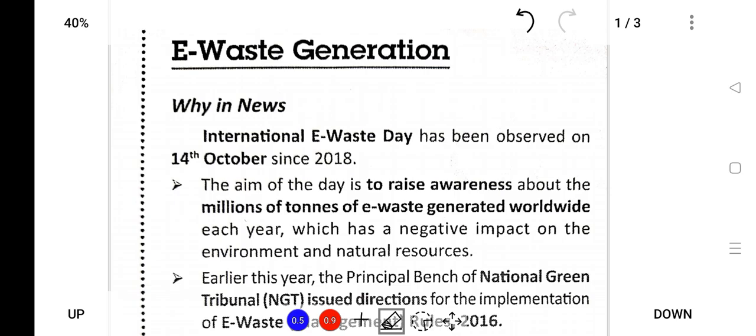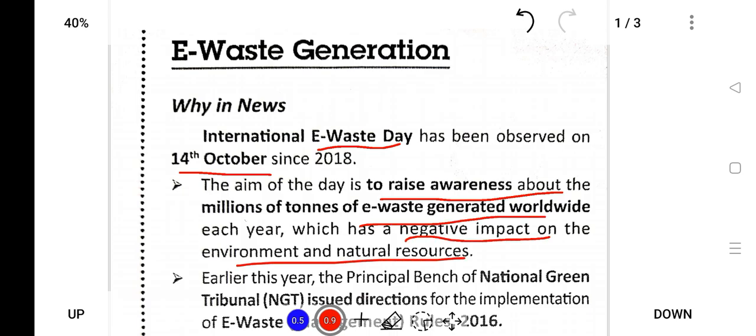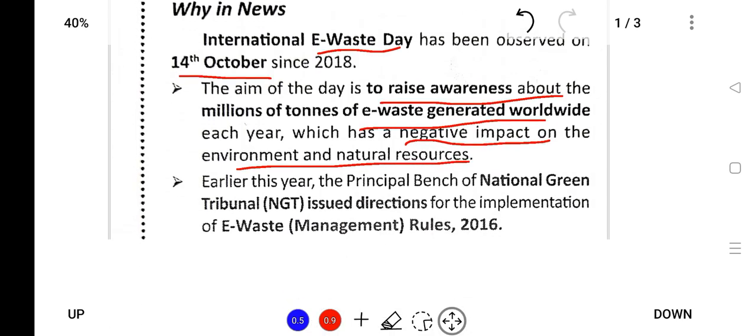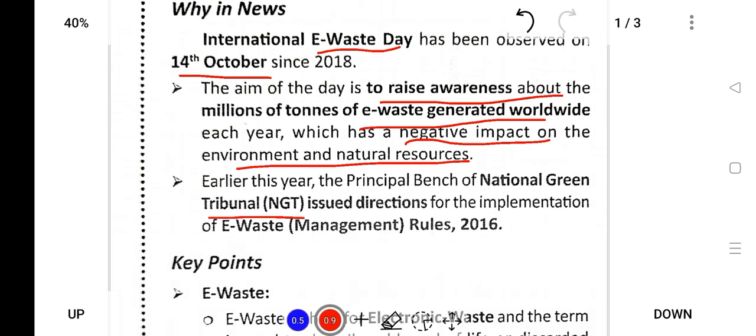First, what is the current affairs? The International E-Waste Day has been observed on 14 October every year, and this day has been observed to create awareness about the mass production of e-waste every year, and this having a negative impact on the environment and natural resources. The National Green Tribunal issued direction for the implementation of the e-waste management rules.